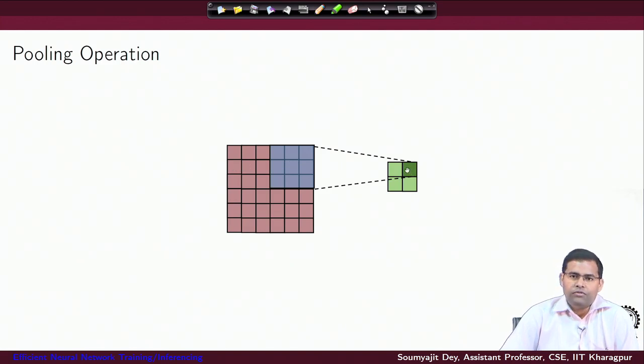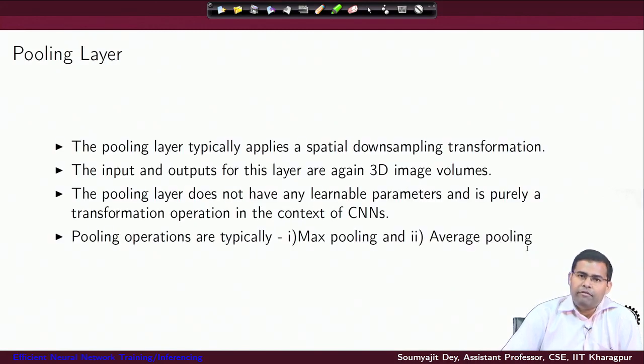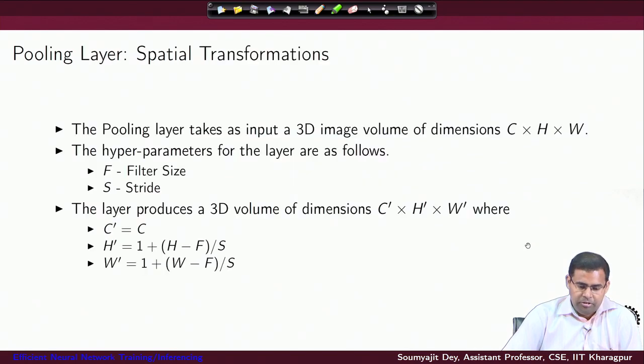So, this is just a transformation which is kind of downsampling, because I am moving from a more informative representation to a smaller and compact representation. I am losing information here. So, that is the downsampling. I could have done a max operation, or I could also have done an average operation. So, both are possible in pooling layers.